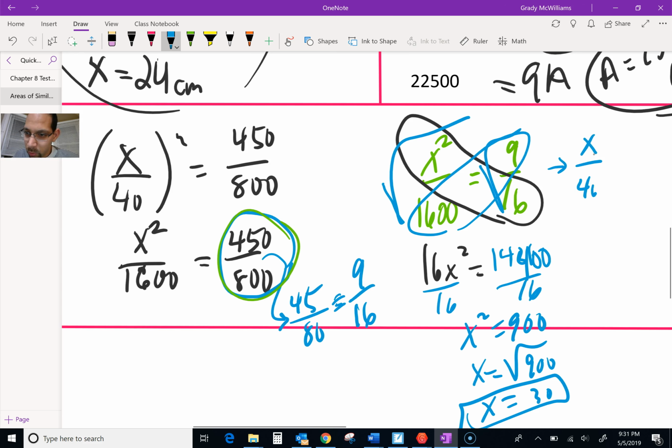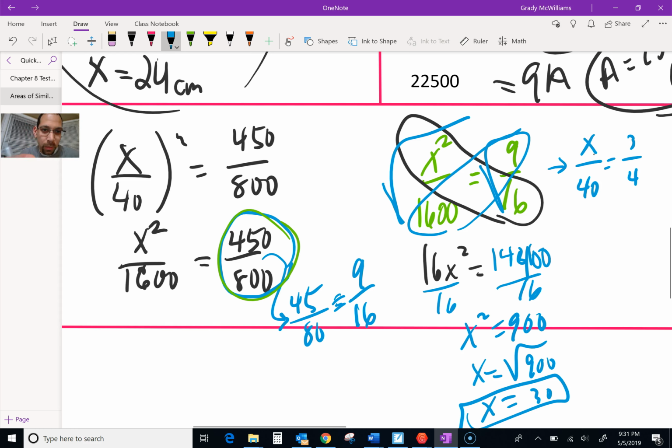The square root of 1600 is 40. I've got to square root the other side too. That's going to be 3, and this is going to be 4. Maybe you can see the answer right here. If I multiply this denominator by 10, that's how I got the 40. Or if I do this one by 10, then I get 30. Maybe that doesn't make sense to you. Then you can cross multiply and you will eventually get that the answer is 30.